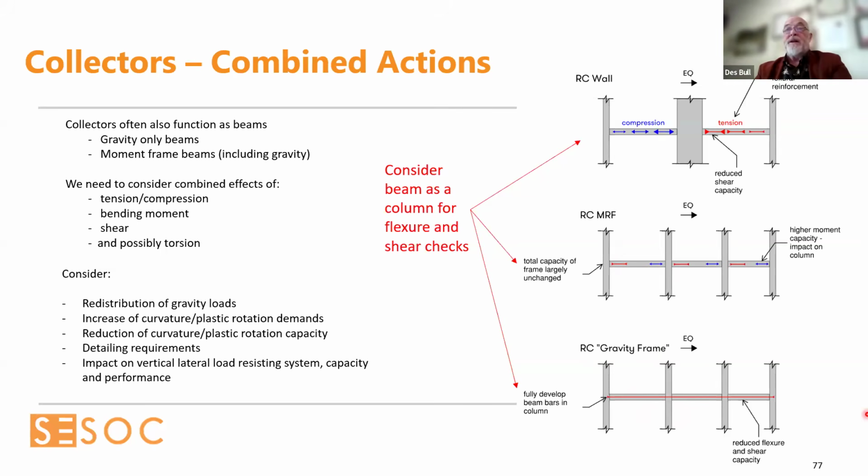So things we have to worry about is redistribution of gravity loads when you get these axial forces, softening or potentially weakening parts of the beams, reduced plastic curvature capacity, increased plastic curvature demand. Think about what your detailing looks like, in terms of like we did with that slab that the boys had at the corner with the holes, and the impact on vertical and lateral load resisting capacity and performance. The axial loads have an effect.